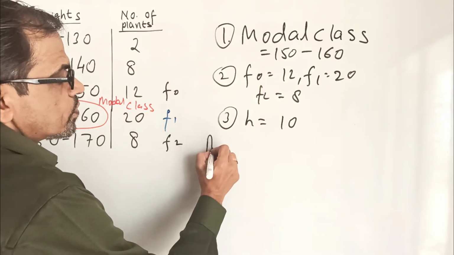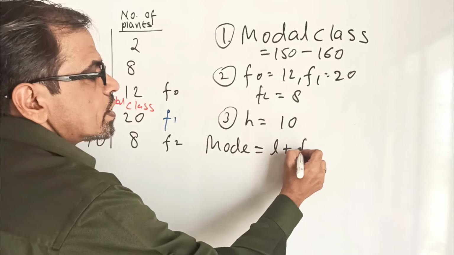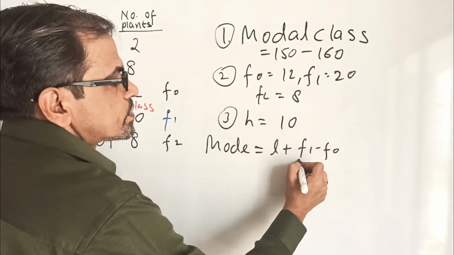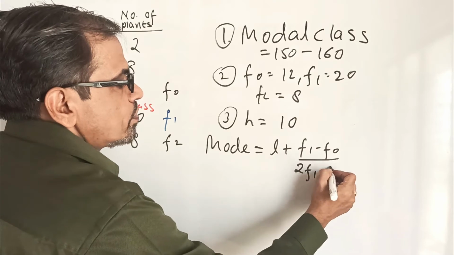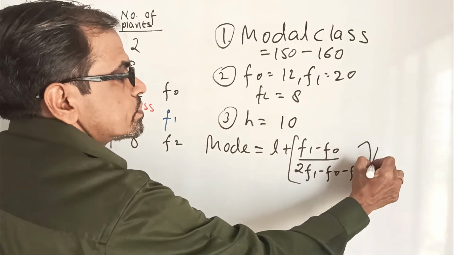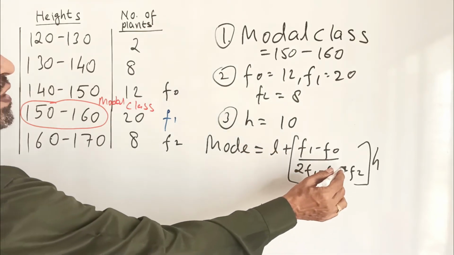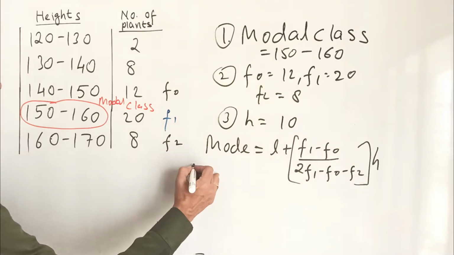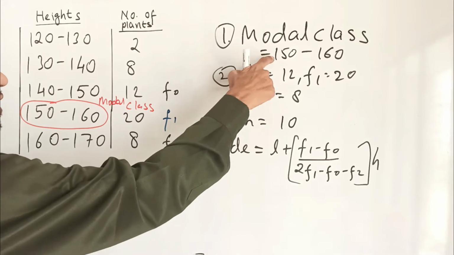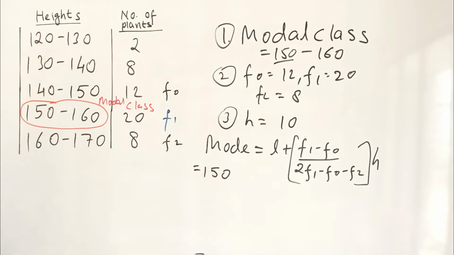So the formula of the mode is equal to L plus (F1 minus F0) upon (2F1 minus F0 minus F2), into h. Okay student, this is the formula. Now we'll put in the values. L means the lower limit of that modal class. The lower limit of the modal class is 150. So we will write here 150, the lower limit of the modal class.